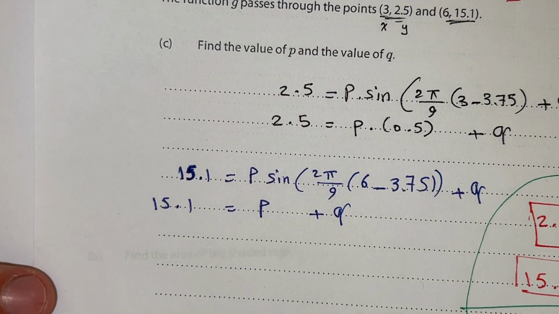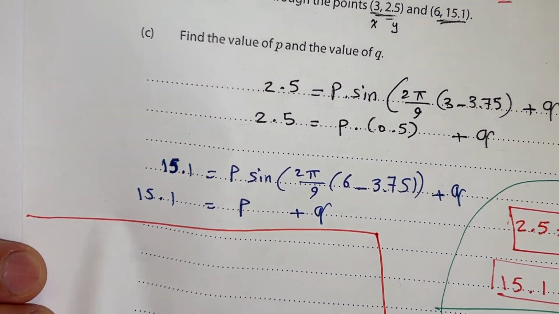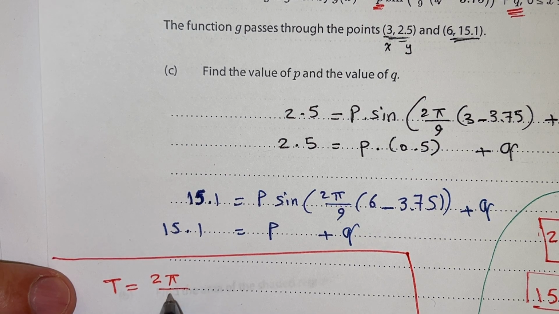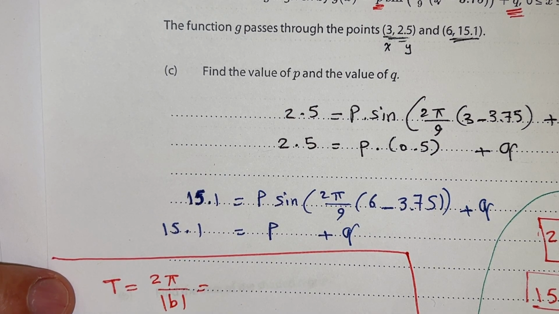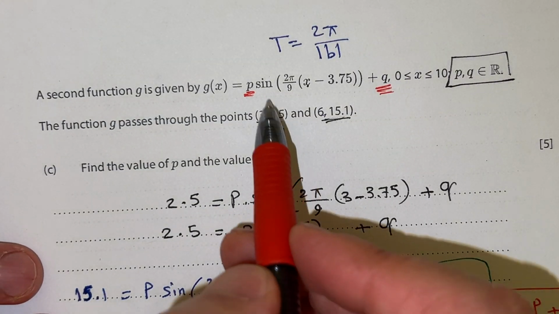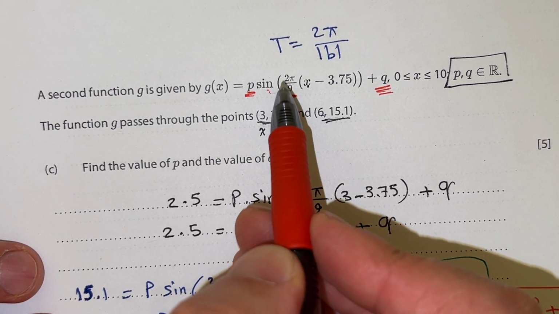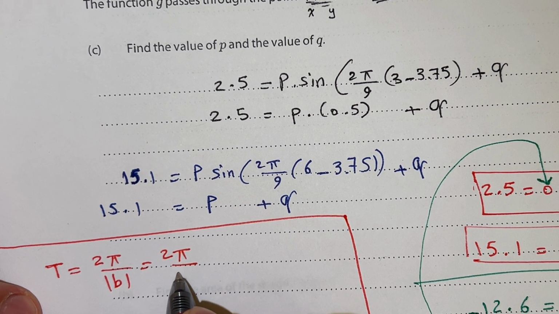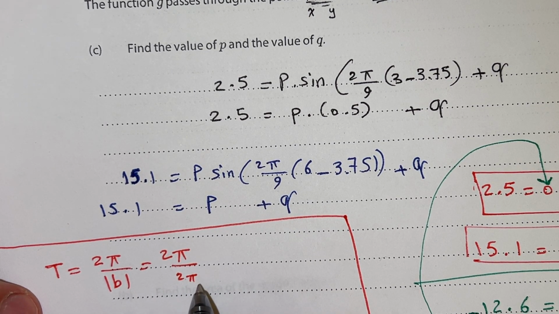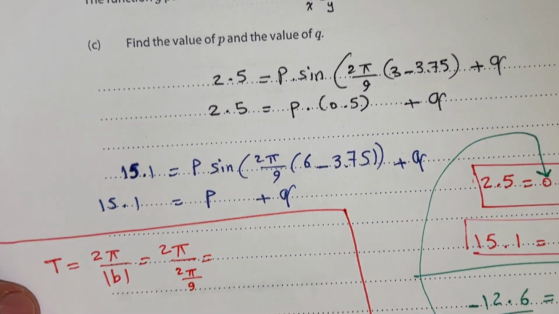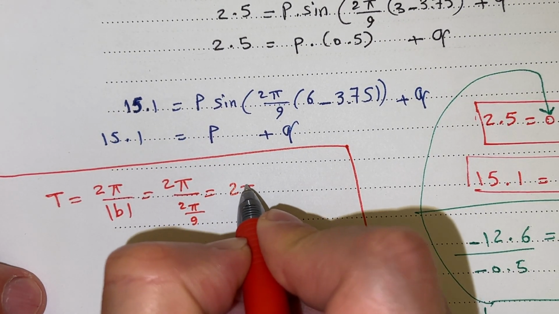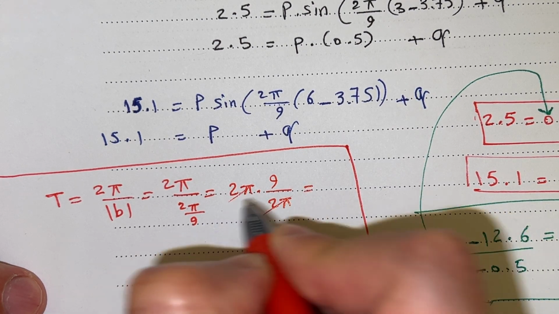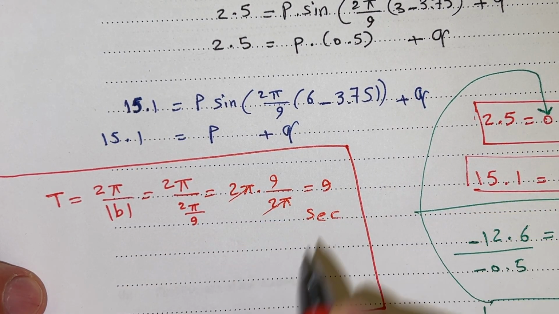I will just add an extra question here. Find the period. How can I find the period here? Period equals 2 pi over b. Where is b? b is the linear coefficient inside sine, 2 pi over 9. So 2 pi divided by 2 pi over 9. If you multiply by the reciprocal, you will end up with 2 pi times 9 over 2 pi. Delete 2 pi with 2 pi, so 9 seconds.